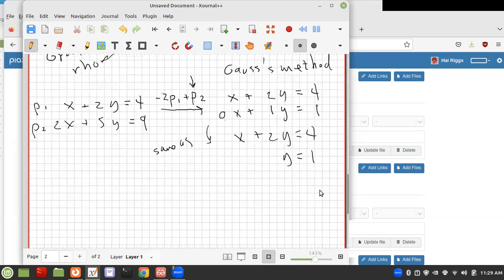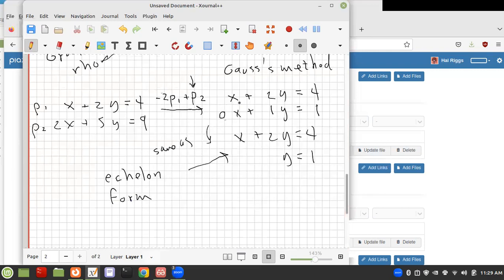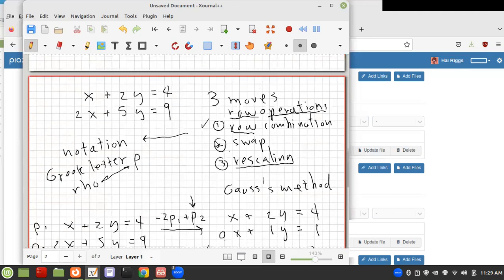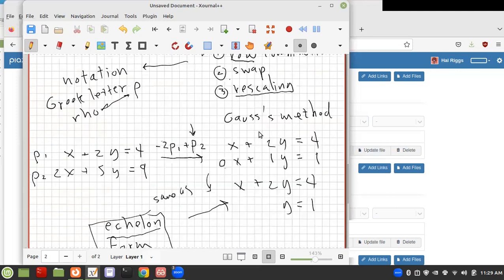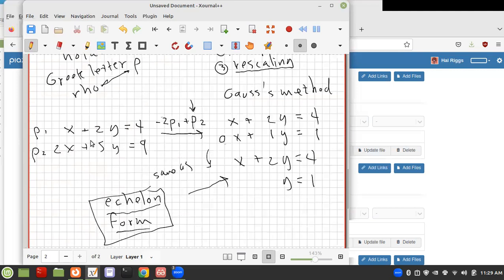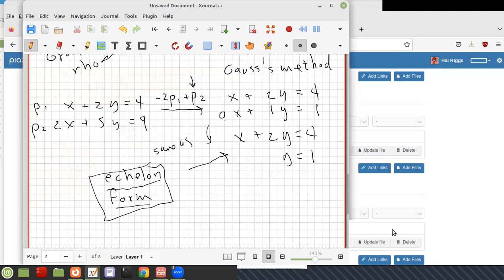Well, this was actually our goal. This is called echelon form. No matter what system you get here, it's going to be another linear system, but this is the goal. The goal is to put our linear system in what's called echelon form. And these 3 row operations will always allow us to get any linear system, no matter how many equations, no matter how many variables, into echelon form.